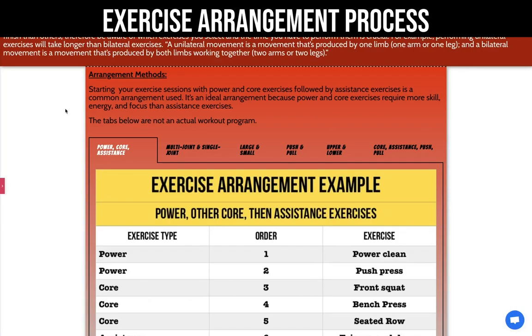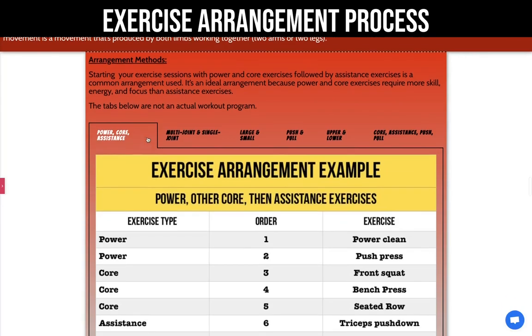Starting your exercise sessions with power and core exercises, followed by assistant exercises, is a common arrangement used. It's an ideal arrangement because power and core exercises require more skill, energy, and focus than assistant exercises.